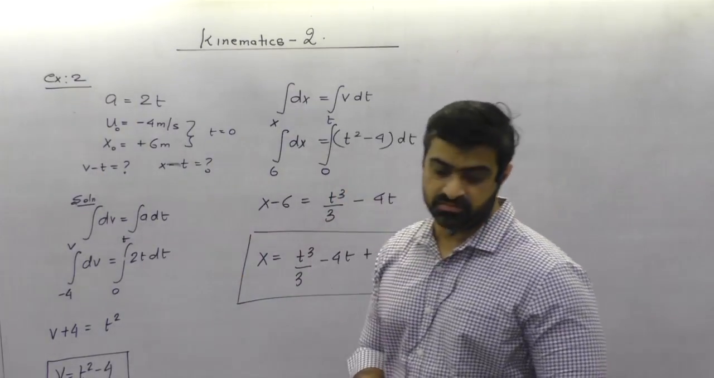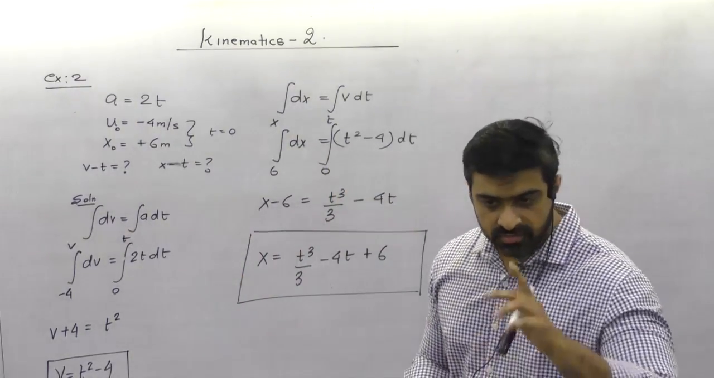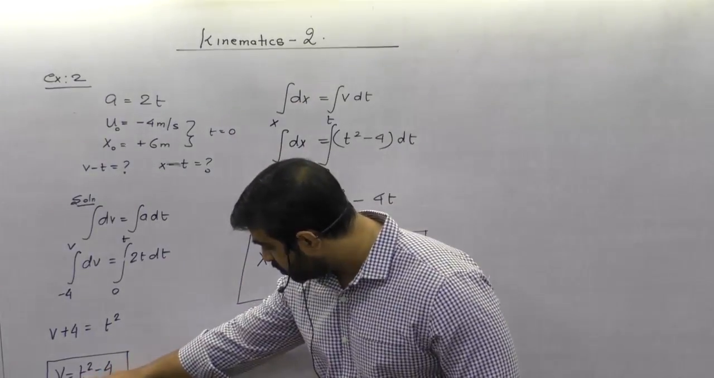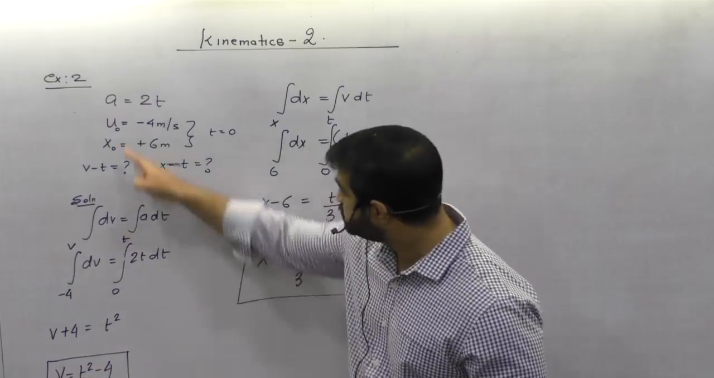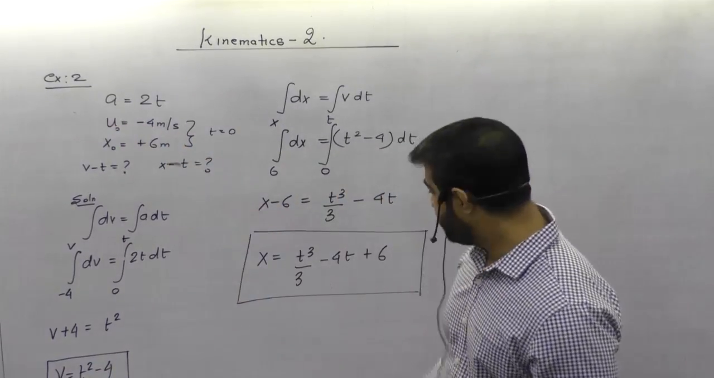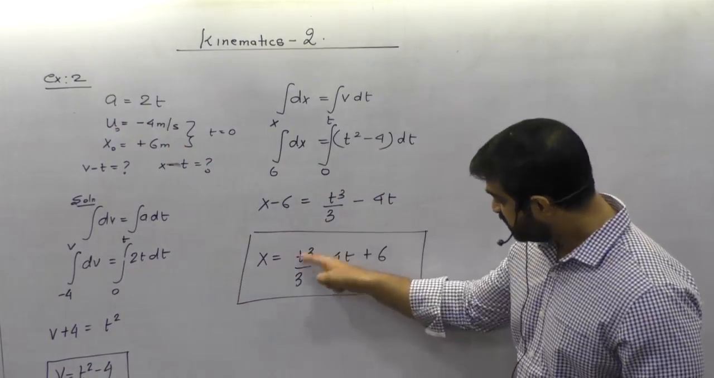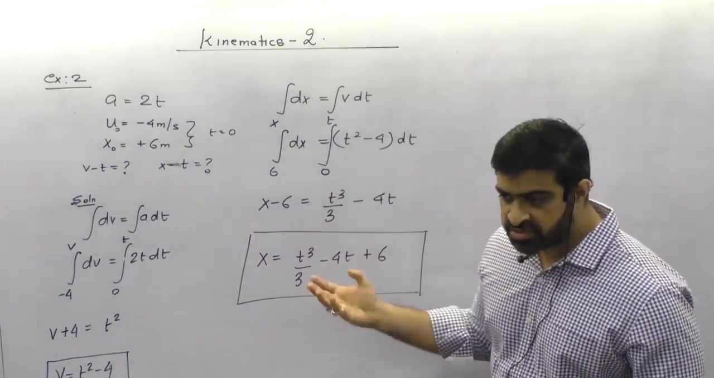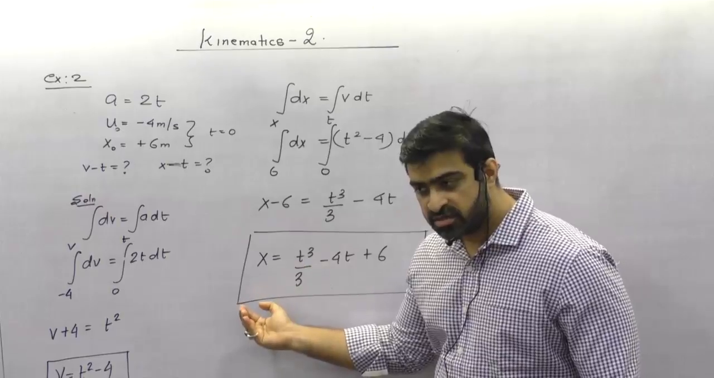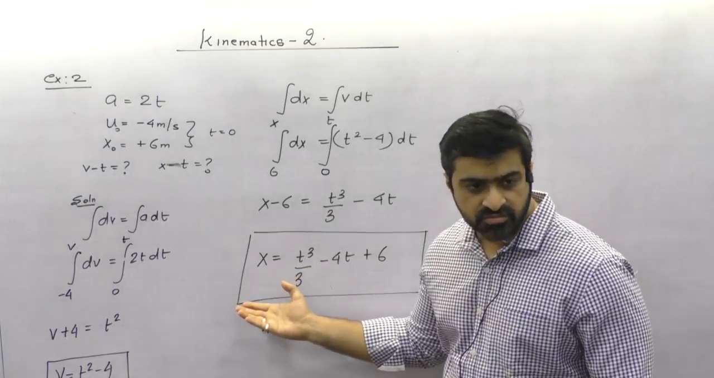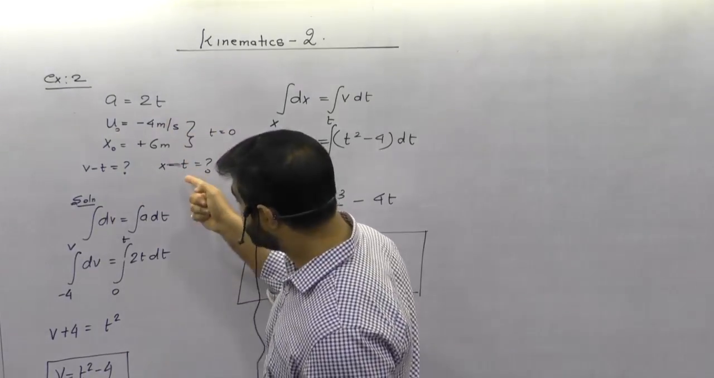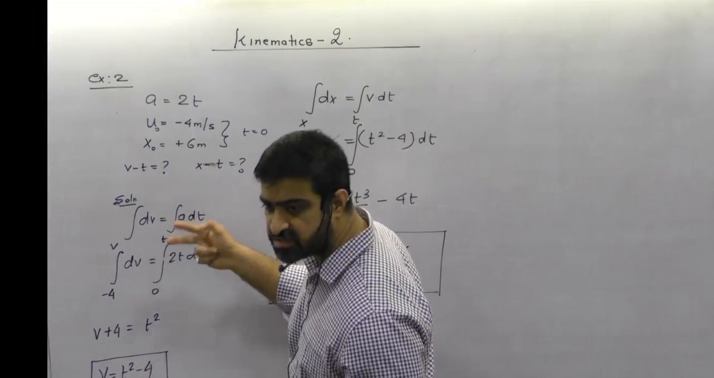Now how to cross check whether your answer is correct or not? Pay attention. Can I put t0 over here? If I put t0, you will get v as minus 4. If I put t0, I will get x as plus 6. So this means your equations are correct. Did you understand what's happening, this kind of sum? So this is from AT to VT and VT to XT, you have to integrate with the limits.